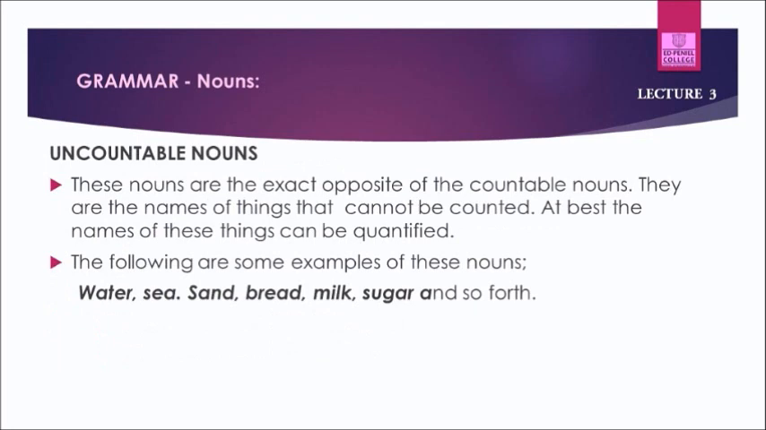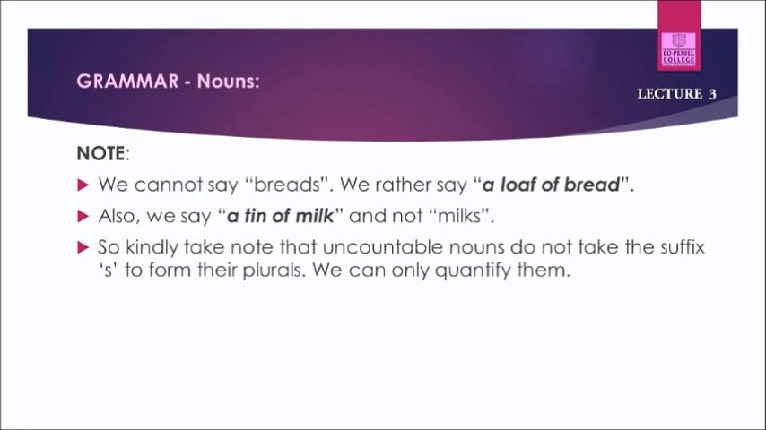Now we come to the uncountable nouns. The uncountable nouns are the exact opposite of the countable nouns. They are the names of things that one cannot count. At best, we quantify these nouns. So you can say a cup of tea, a loaf of bread, a tin of milk, a tin of sugar. You can't say breads, you can't say milks, we can't say sugars. Take note of that. We quantify these types of nouns.